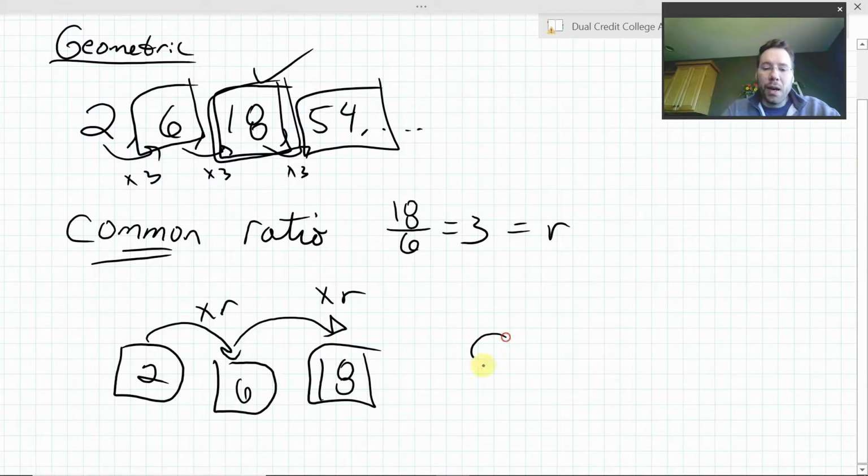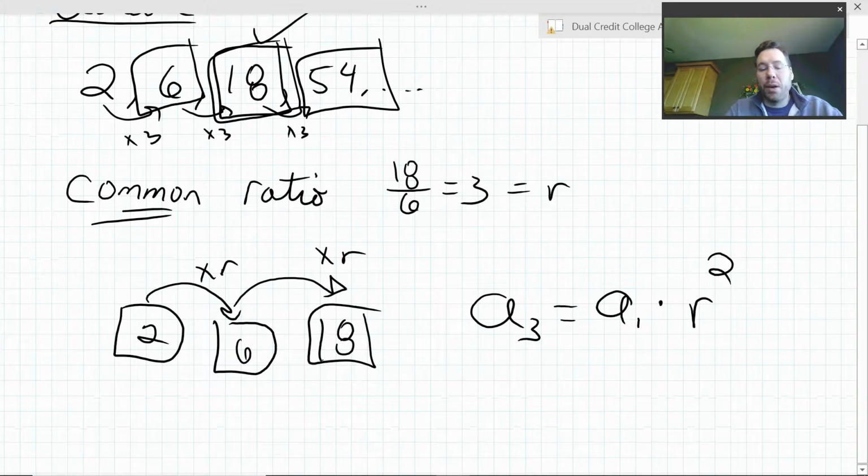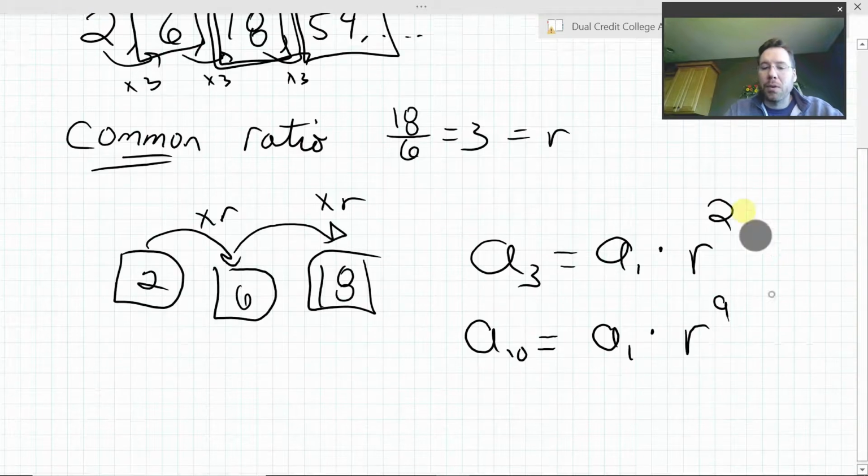So if I'm trying to get to the third term, a sub 3, I'm going to take the first term and multiply by r twice, so r squared. So a sub 3 equals a sub 1 times r squared. And if I wanted to get to the 10th term, wouldn't I start at the first term? I'm going to multiply by r again, again, again until I get to that term, but in this case, I'm going to multiply 9 times.